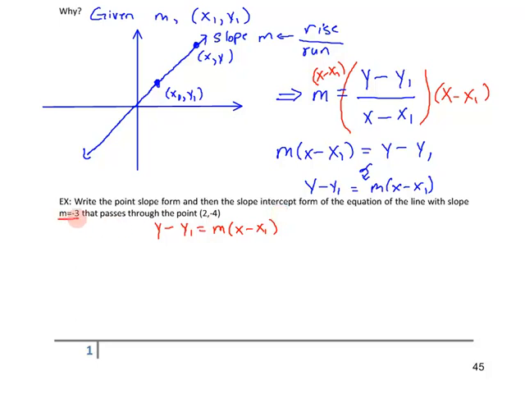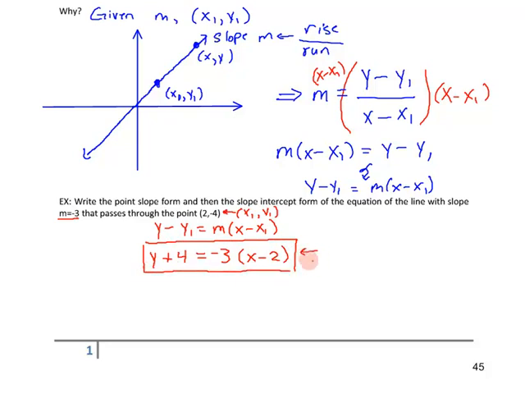All right, so here's m. Now, this right here is going to be x1, y1, because that's the point. So y minus a minus 4 gives me y plus 4 equals negative 3 times x minus 2. All I did was plug in negative 4 for y1, negative 3 for m, and 2 for x1. So that's the first answer to the question. That's the point-slope form of that equation.